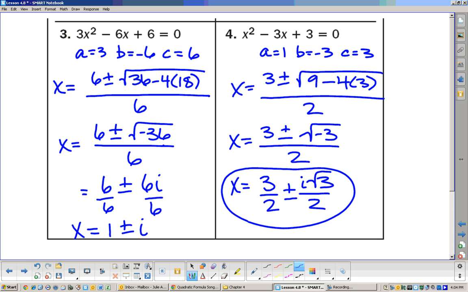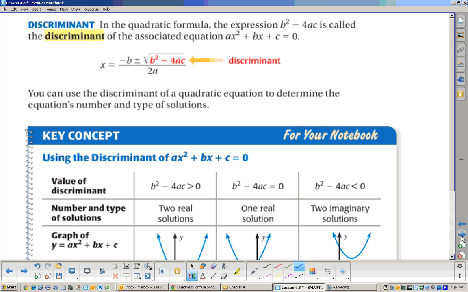All right, now you notice that sometimes we get 2 answers, sometimes we get 1 answer, sometimes we get imaginary answers. And what determines that is something we call the discriminant. This is out of the book. I just like the way it's color-coded. Here is your quadratic formula, and notice the red part under the root is what we call the discriminant.